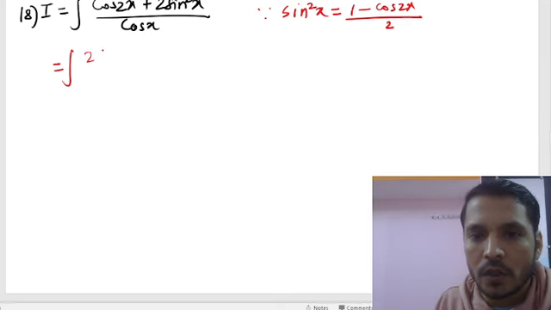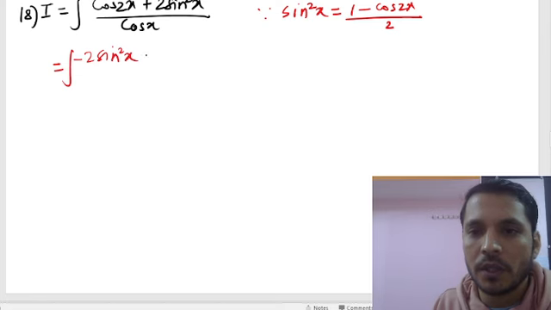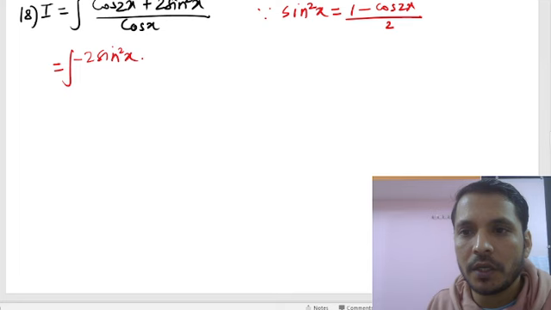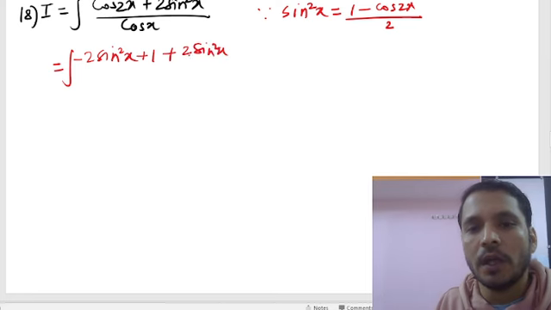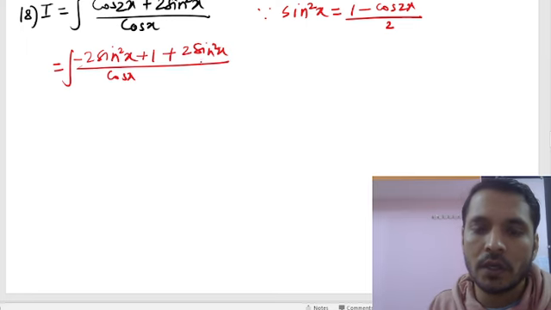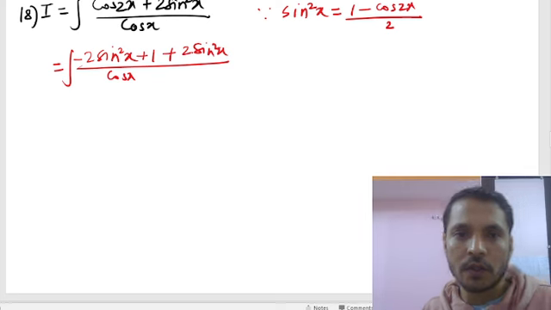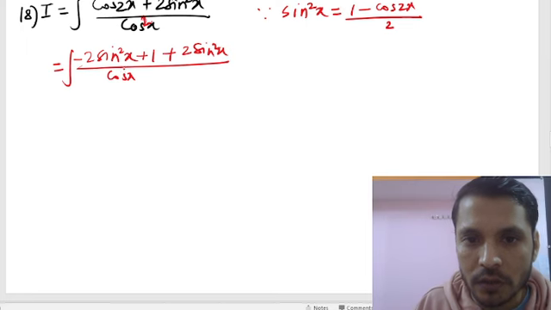2 sine square x, and with the minus sign, and here plus will come because we are writing the value of cos 2x. So cos 2x, we are taking this side, sine will become negative, so minus 2 sine square x plus 1, and this 2 sine square x will be as it is, and divided by cos square x. Yes, denominator part is cos square, then only we will get the answer.